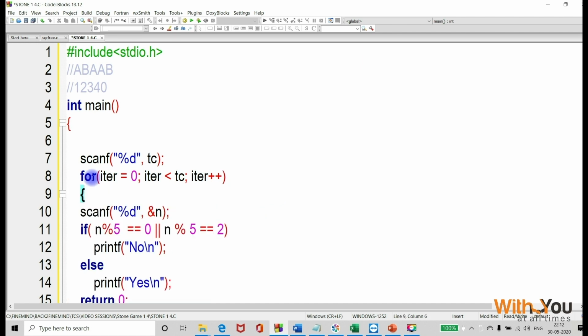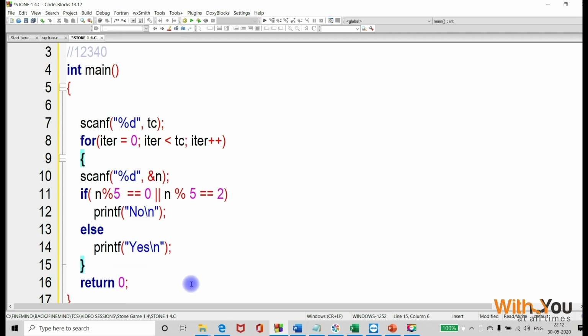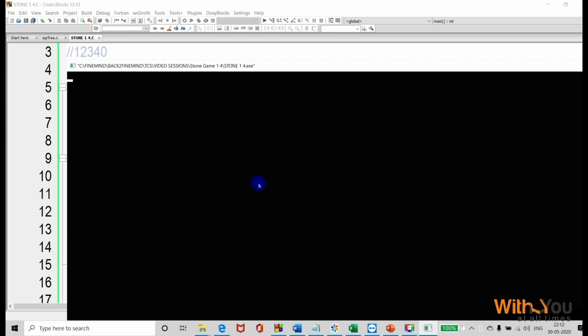And we need to define the variables. We need to define all the identifiers. Identifiers are tc, iter, and n. So int n, tc, and iter. I'm not going to, seriously, I'm not going to test this. No, we need to test this. Never ever make the mistake of not doing it. So let's just have 5 and 12.